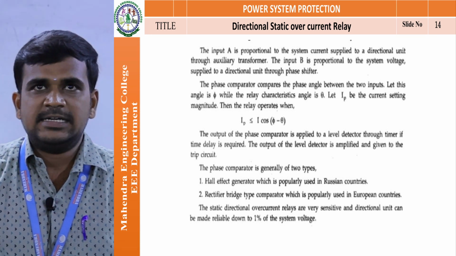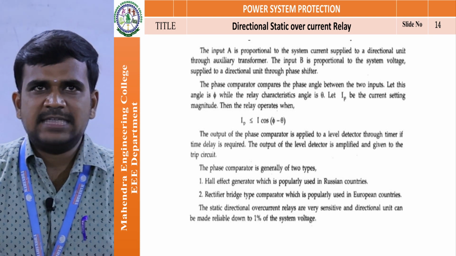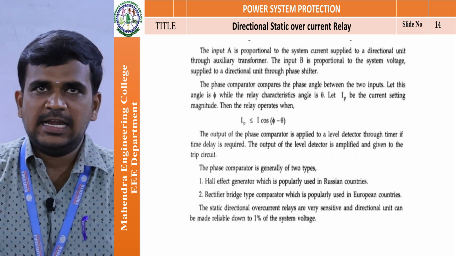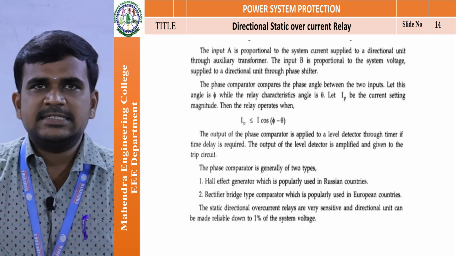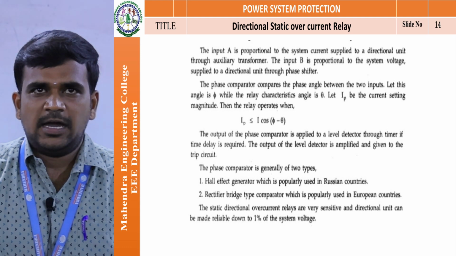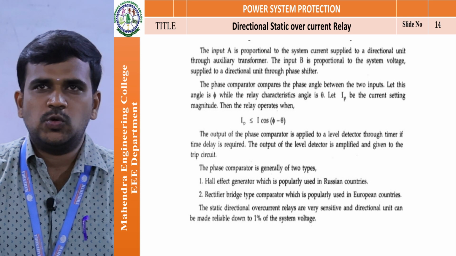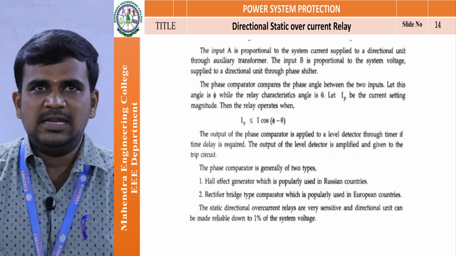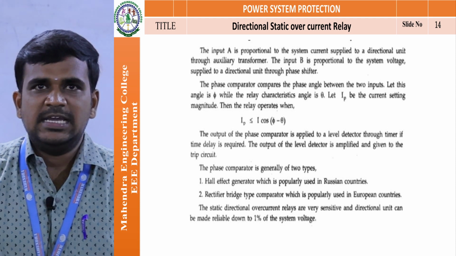The phase comparator compares the phase angle between the two inputs. Let this angle be phi, while the relay characteristic angle is theta. IP is greater than I cos theta. The output of the phase comparator is applied to the level detector through timers. If a time delay is required, the output of the level detector is amplified and given to the trip circuits.